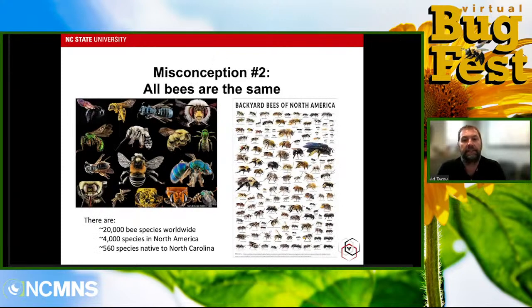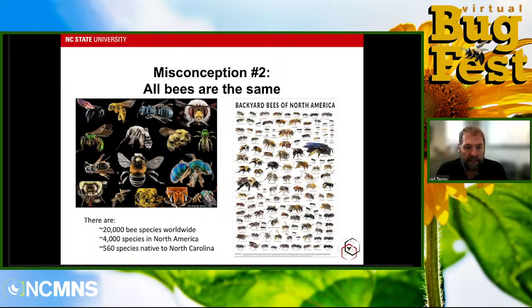Corollary to that, the second misconception that is out there is that all bees are the same. So not just all wasps are not bees, not all bees are the same. And in fact, bees are incredibly speciose. There's a huge number of bees, about 20,000 plus worldwide. 4,000 of them are native to North America. And our best guess is about 560 or so are native to North Carolina alone.